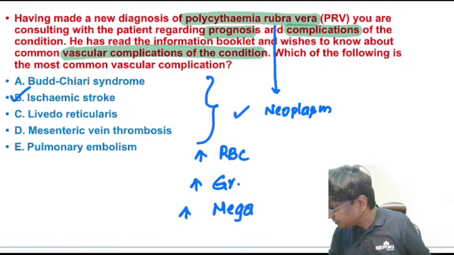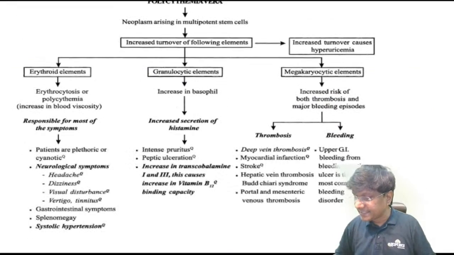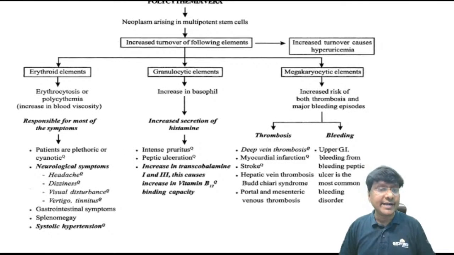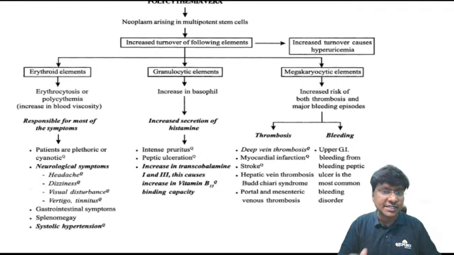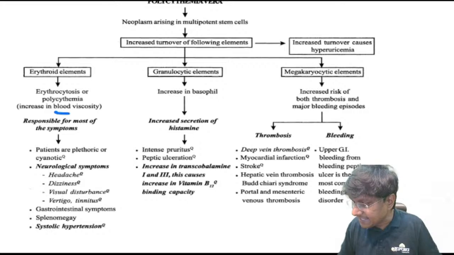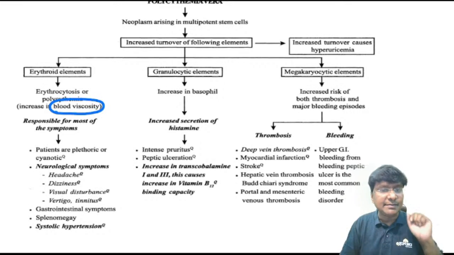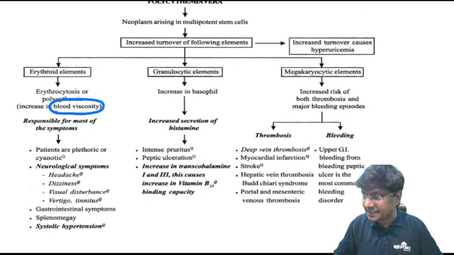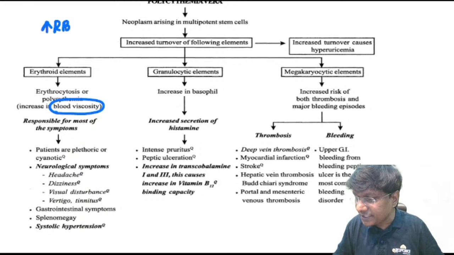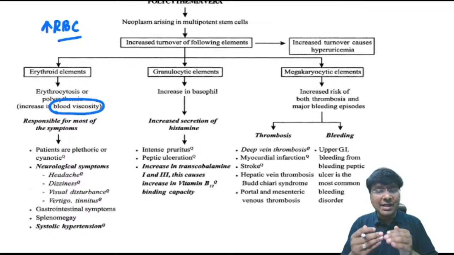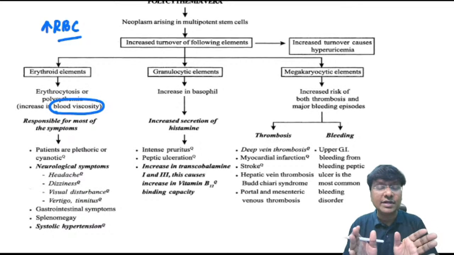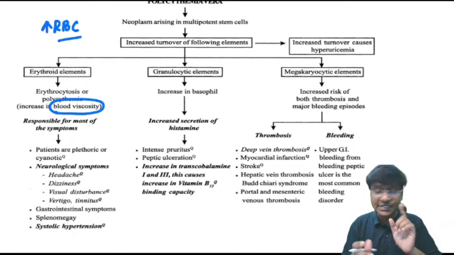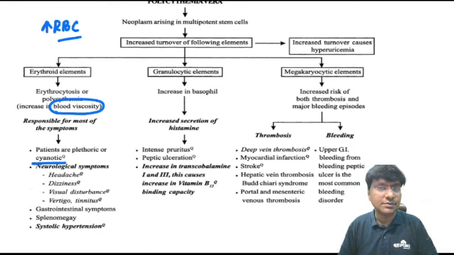So now, because of the increase in the erythroid elements, that is your RBC, which is nothing but your polycythemia, there will be increase in the blood viscosity. Once there is increase in the blood viscosity, what is happening here? There is increase in the quantity of your RBC. Now all these RBCs, if they don't get adequate oxygen, that will result in cyanosis.